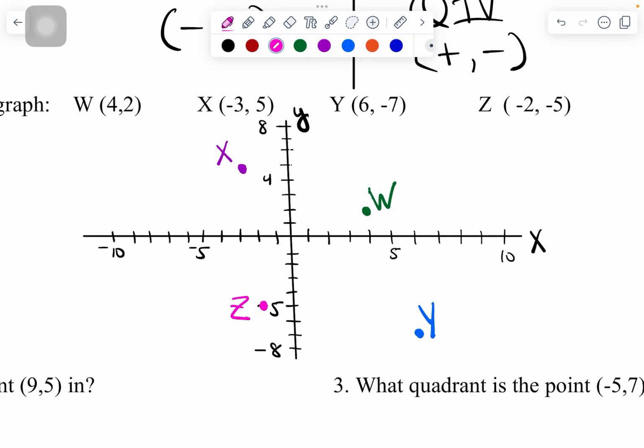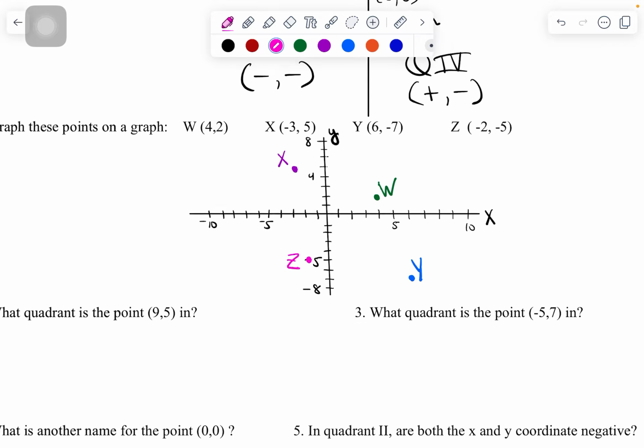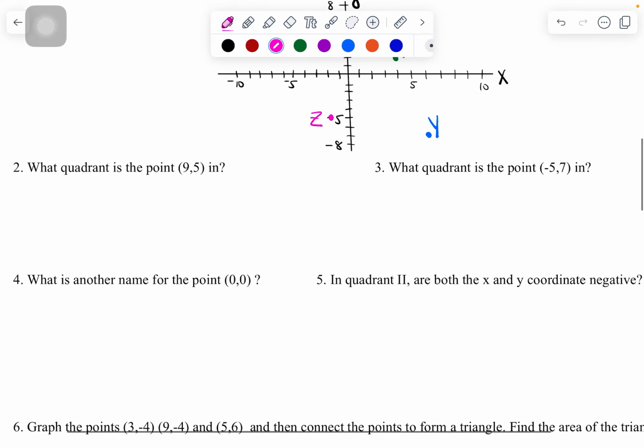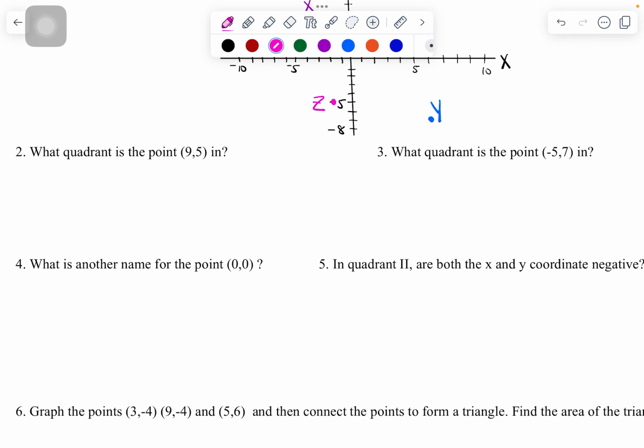So problem number 1, we've graphed these points, we've labeled them, and yes, part of graphing is labeling our points. There's nothing else I'm asked to do here with these, so that's it. All right, we've graphed those points. Now, question 2 and question 3 are asking about quadrants.